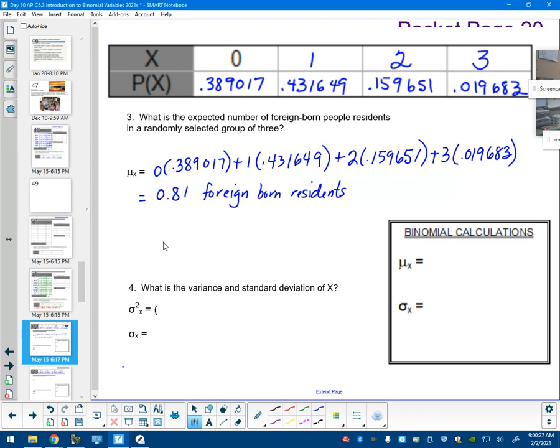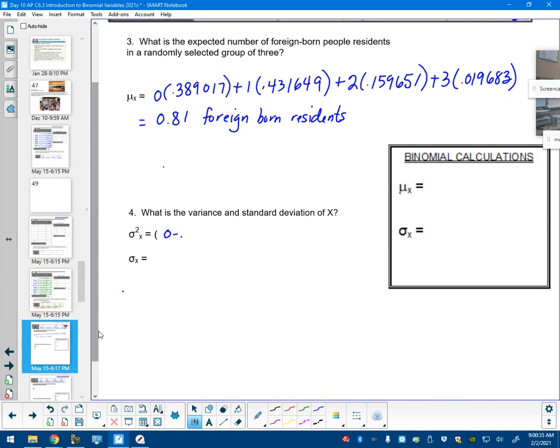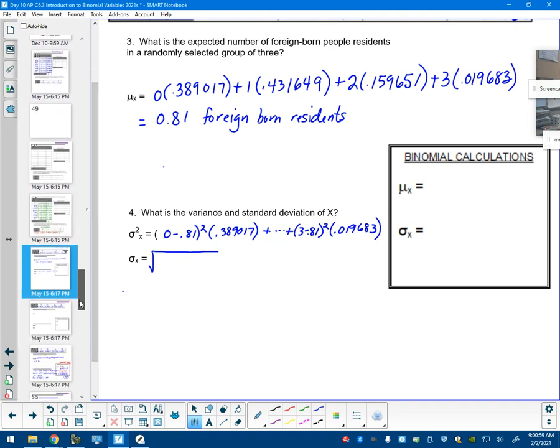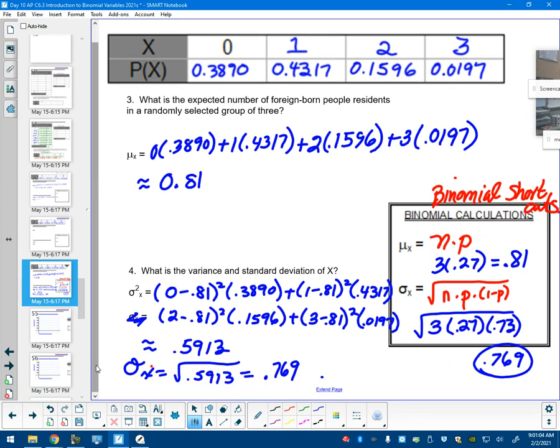All right, well, this next one's really going to... So what do I want you to put down for this one? I would like you to put 0 minus 0.81 squared times 0.389017 plus dot dot dot plus 3 minus 0.81 squared times 0.019683. And we're going to have to take the square root of that. Instead of making us suffer through that, I'm just going to cheat and find out what it was. 0.5913.